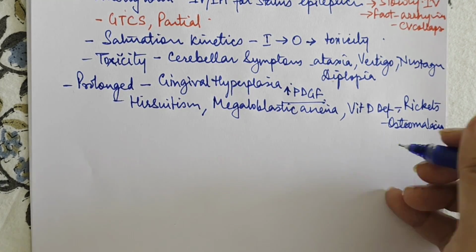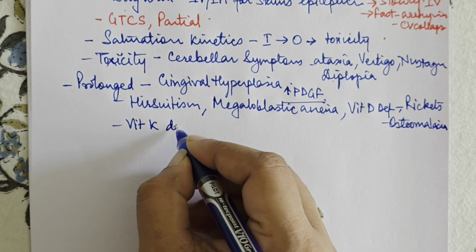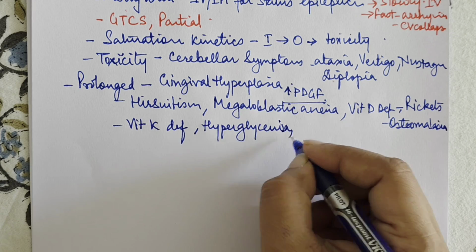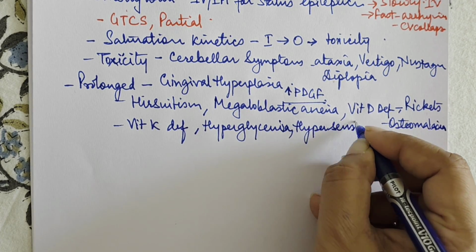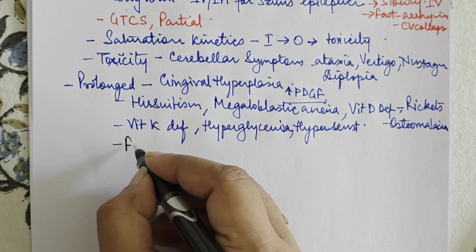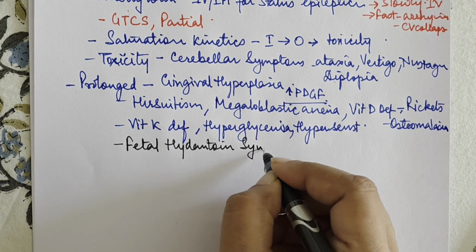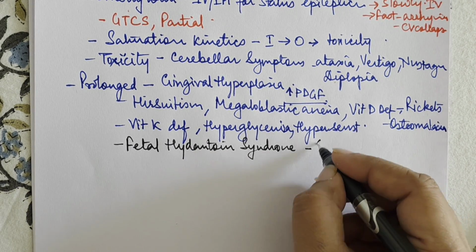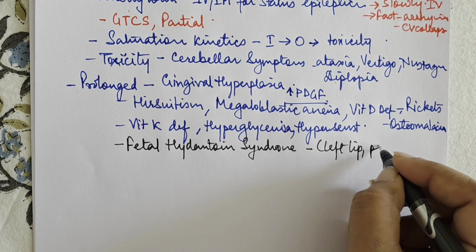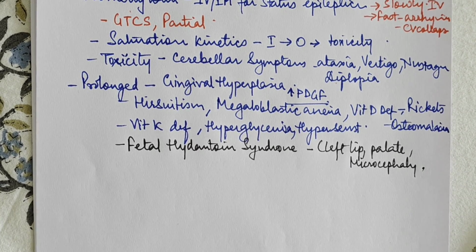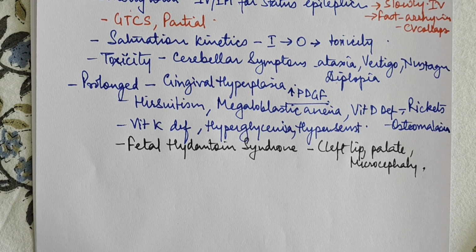osteomalacia, right? It also causes vitamin K deficiency, hyperglycemia, hypersensitivity, and if given in pregnancy, then it can result in fetal hydantoin syndrome. And what is fetal hydantoin syndrome? It is basically cleft lip, cleft palate, and microcephaly. Okay, so this is there.